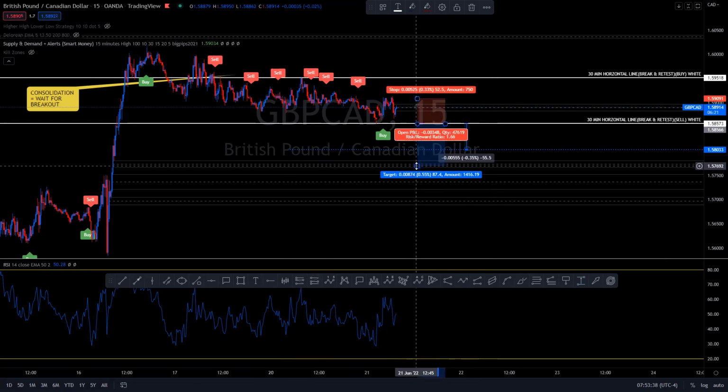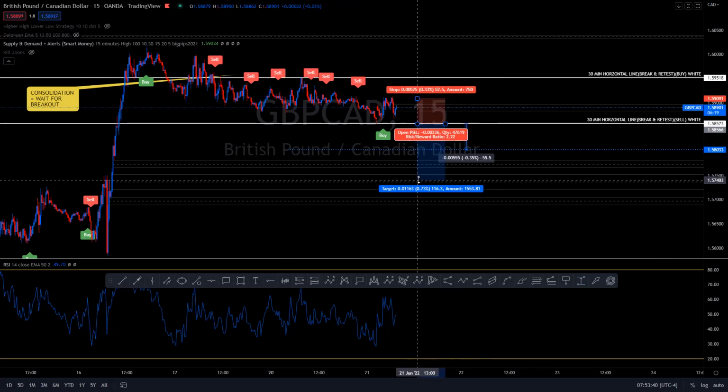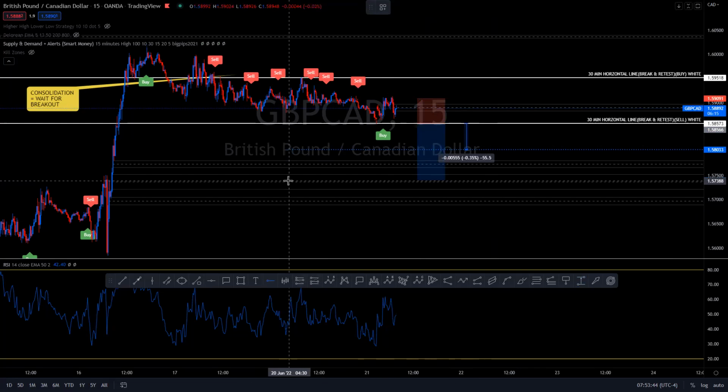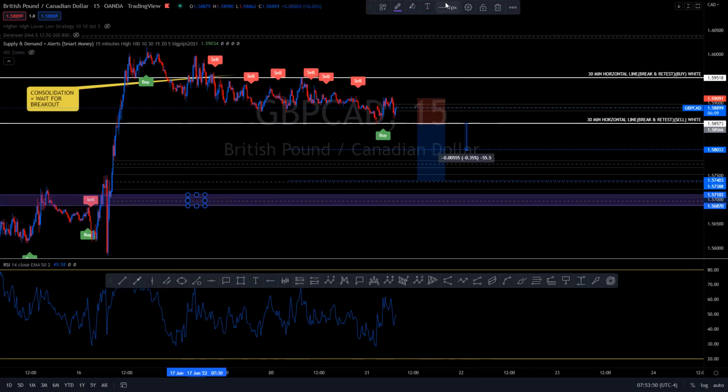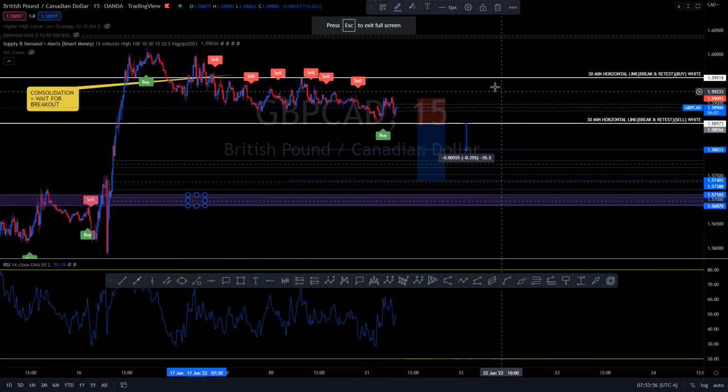And then I'm looking for them to at least maybe fill this imbalance gap here. It's probably going to be take profit 2. And then if price goes all the way down here, then I'm looking for it to reverse down there. So that's for if price sells.